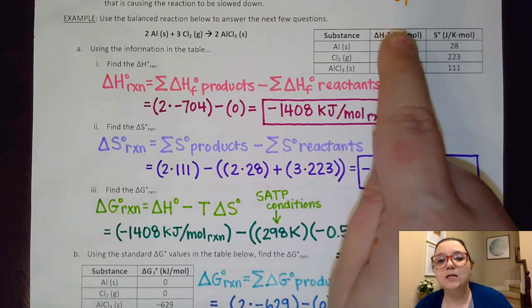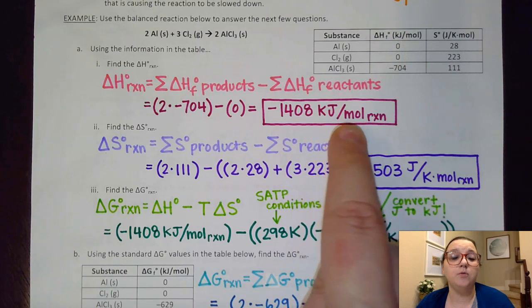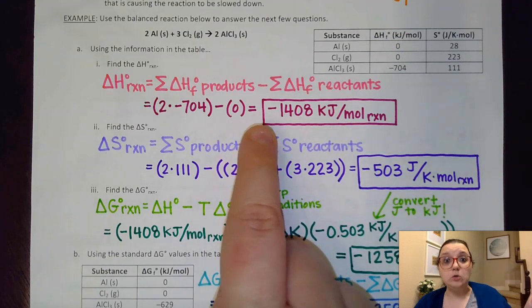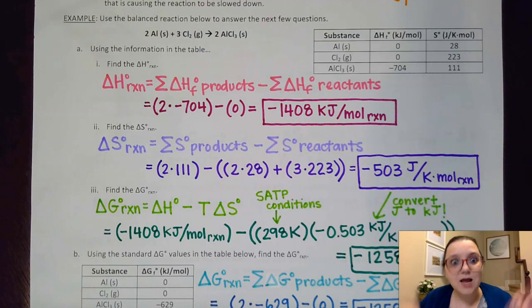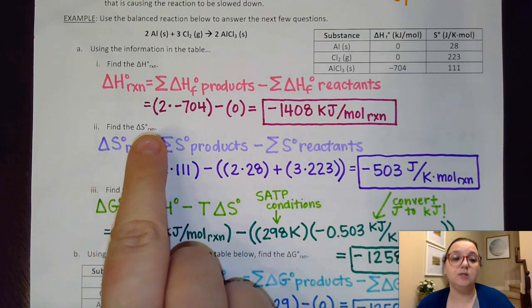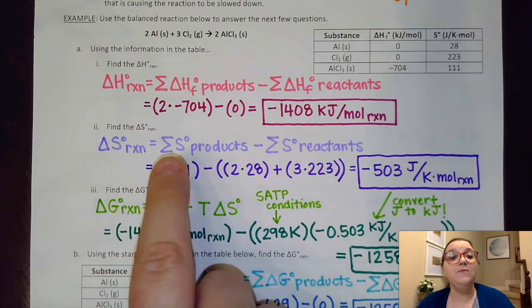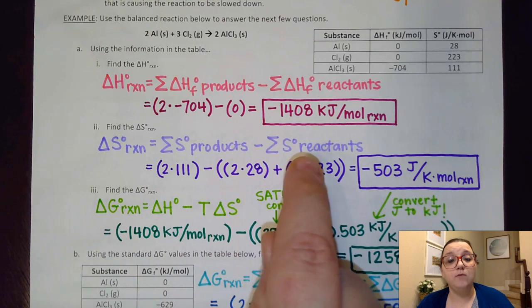I see this was in kilojoules per mole of the substance, so that means I end up in kilojoules per mole of the reaction. So this is exothermic, which is good. We like to see exothermic processes for thermodynamic favorability, right? That's a good thing. Okay, let's now do the entropy. So here it wants us to find the entropy of the reaction. So again, I'm going to do the sum of the entropy values of all the products minus the sum of the entropy value of all the reactants.